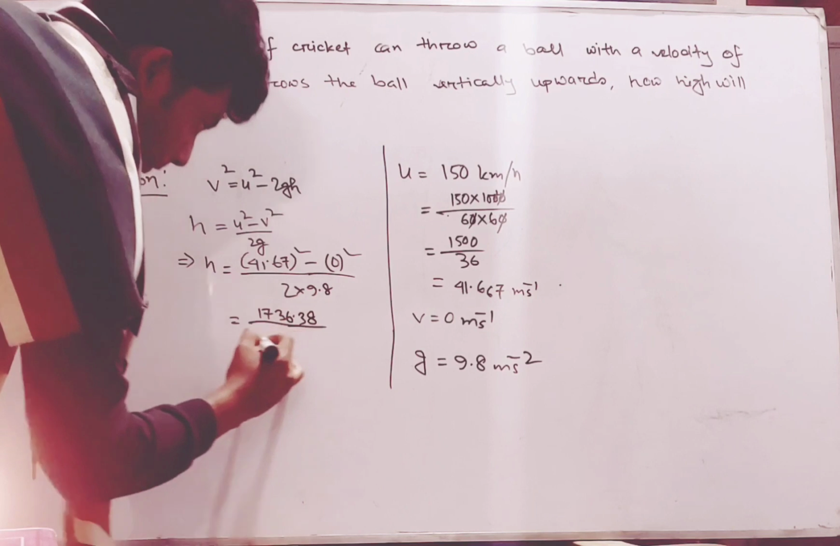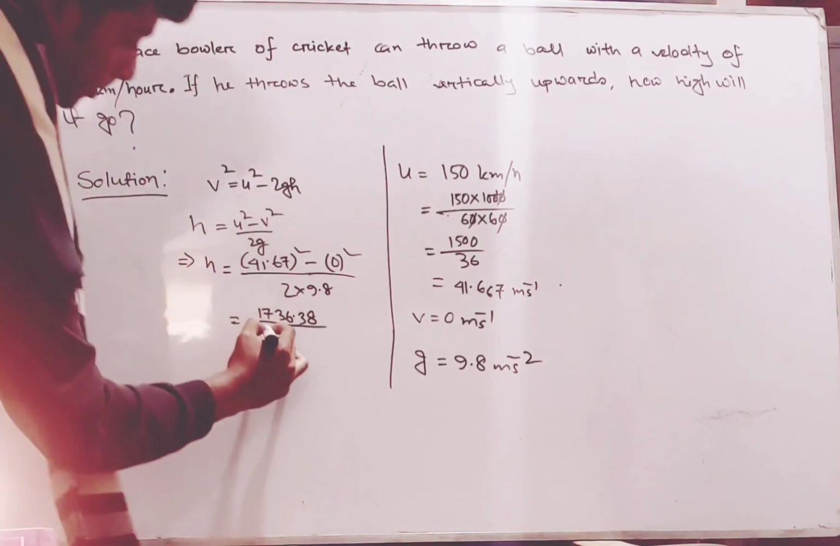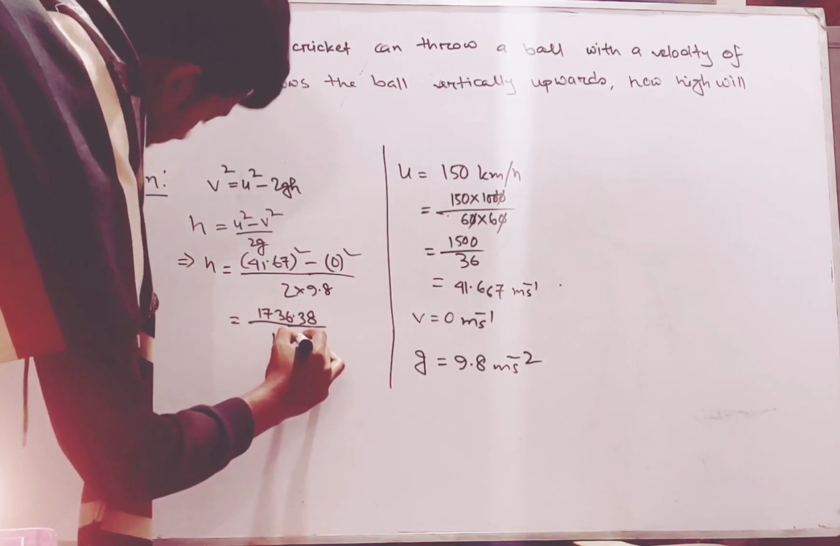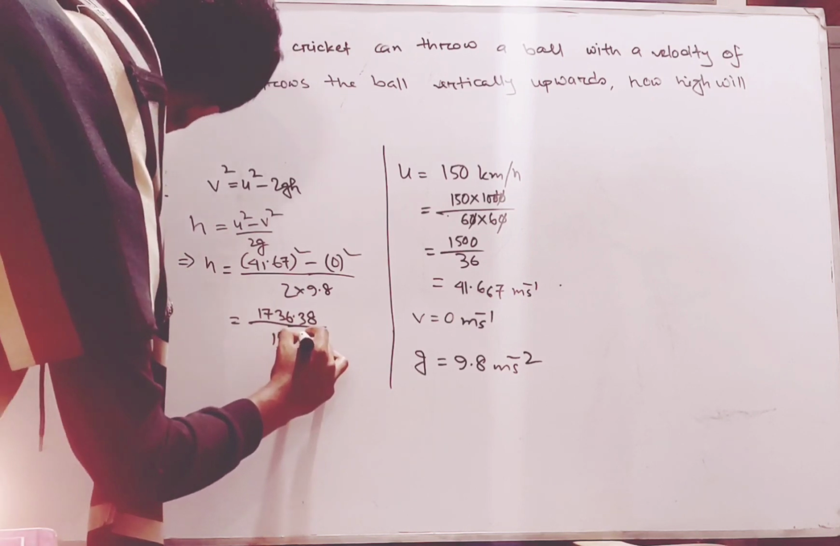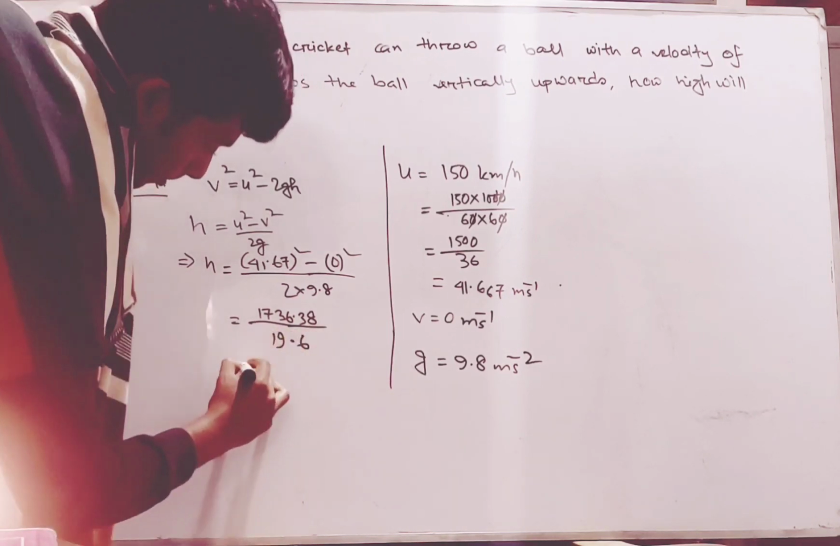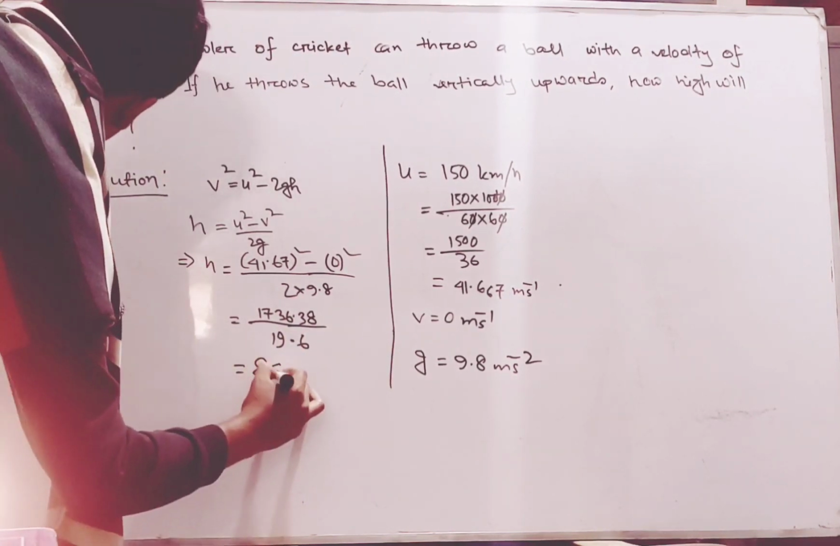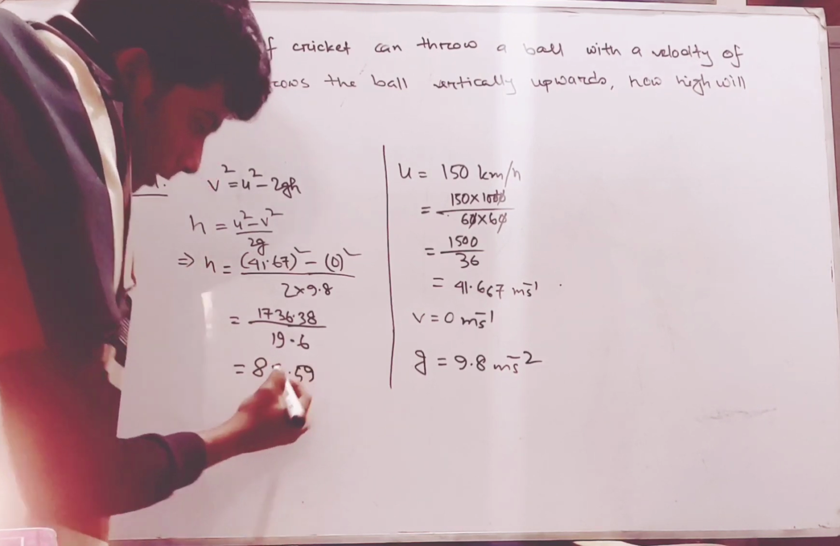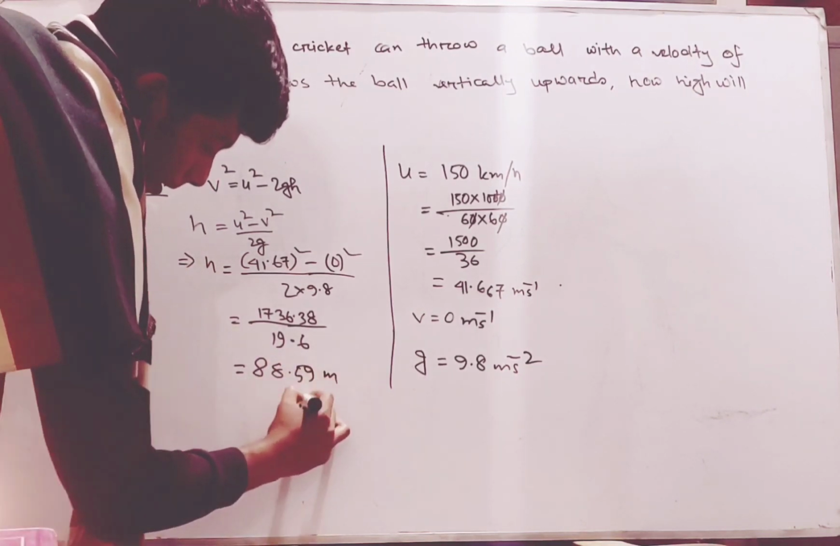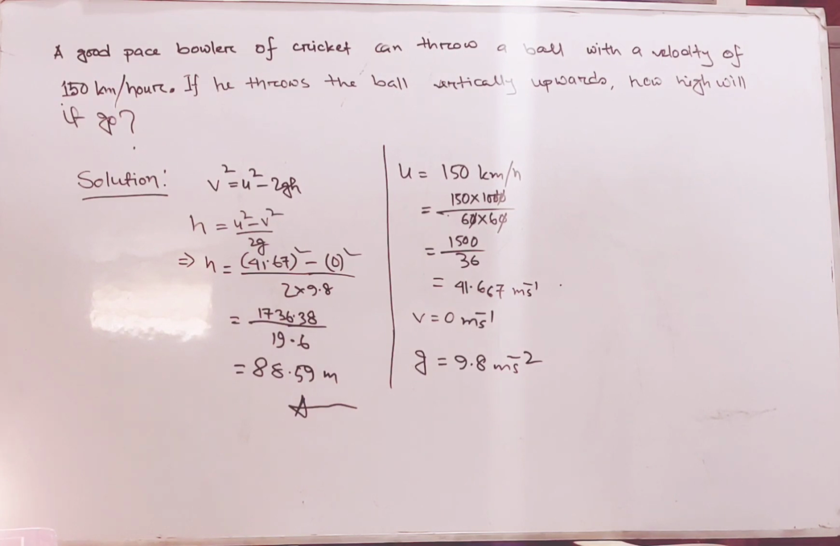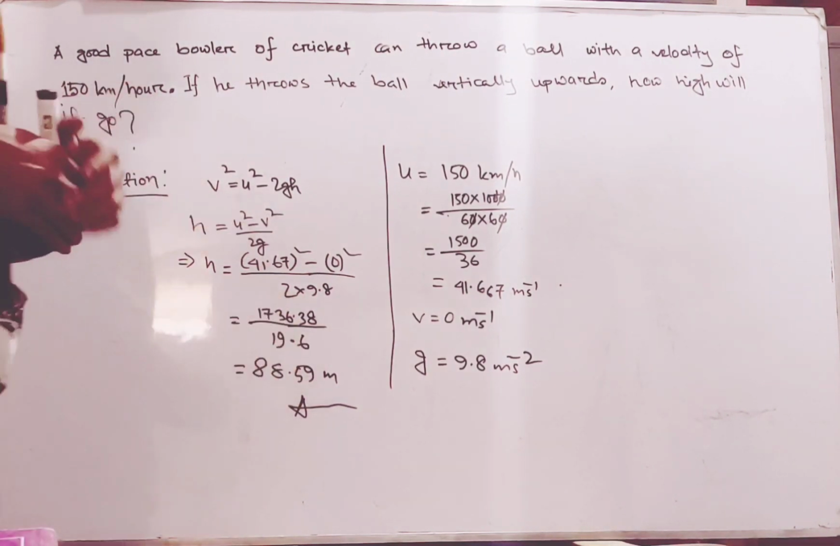Calculating this, we get 1736.38 over 19.6, which gives 88.59. And this is the answer. How high will it go? It will go 88.59 meters.